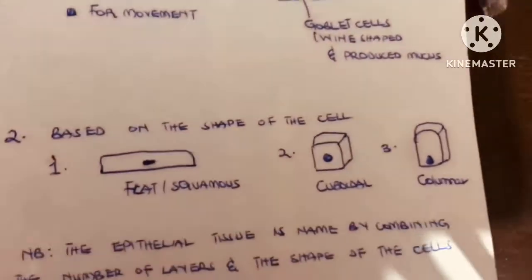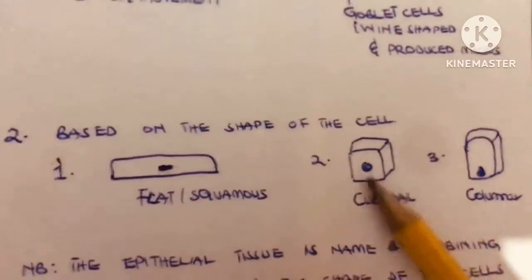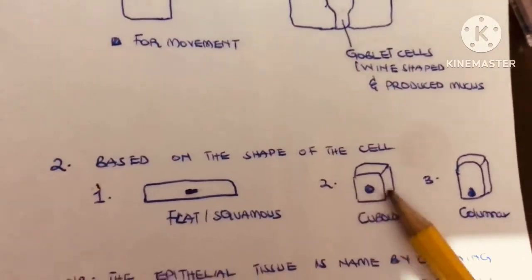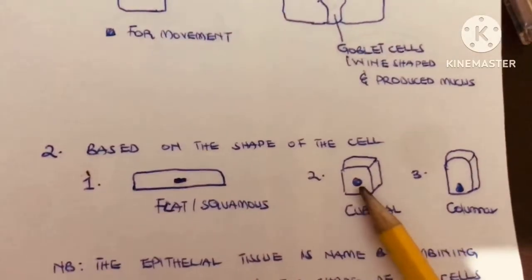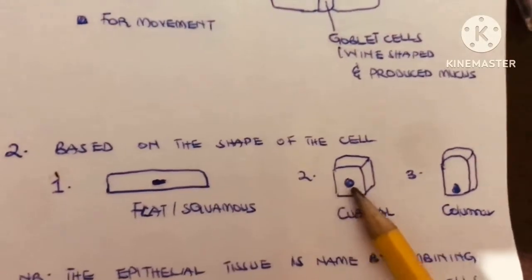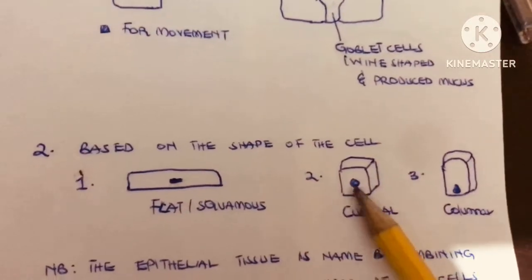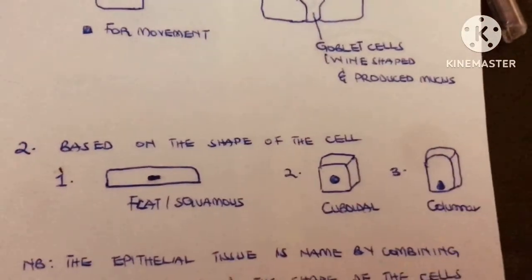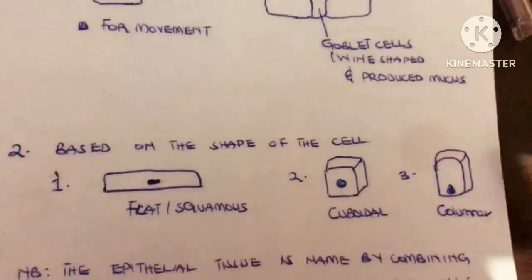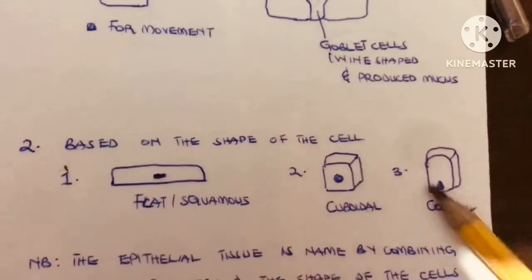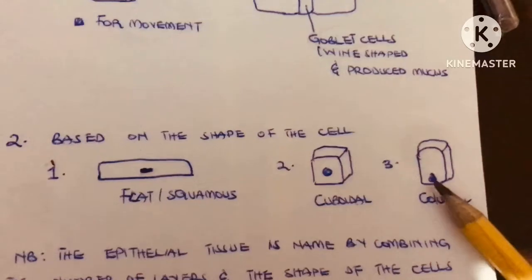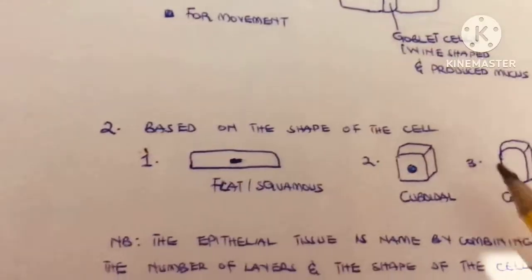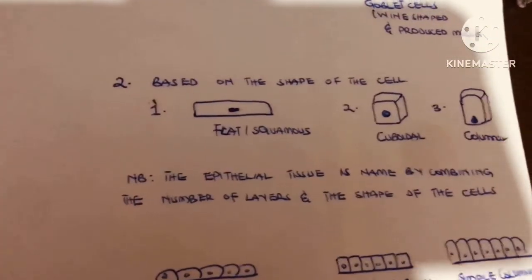Hope you understand. It can also be cuboidal. Cuboidal, you understand? It looks like a cube. The width is the same as the height. And it has a centrally placed nucleus, and this nucleus is circular. We also have columnar cells, and they are taller than wide. And you can see that their nucleus is close to the basal surface. Hope you understand.